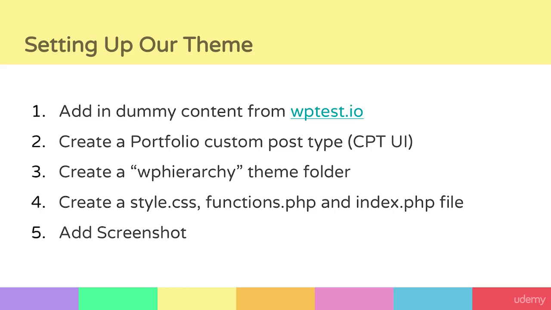The other thing we're going to add is a file called screenshot.png, and this will be the image that is used to identify our theme inside of the theme area, and if somebody was looking for it in the WordPress.org listing, they could see that image associated with it as well. So we'll get all of that set up, and then we'll be able to start coding our theme.